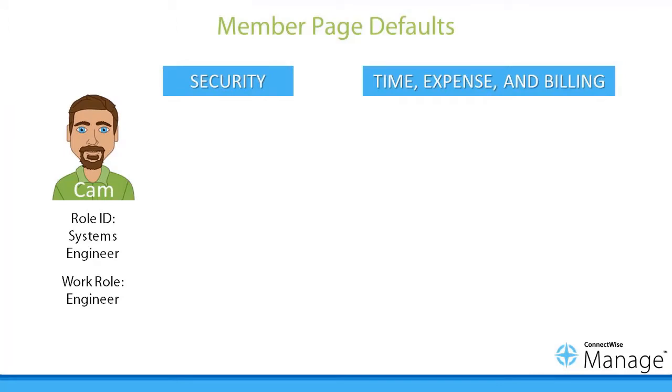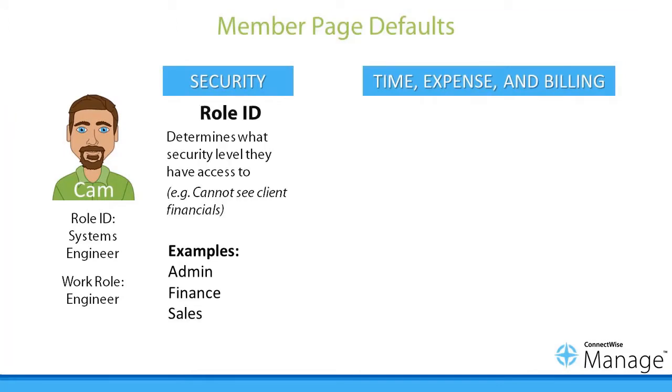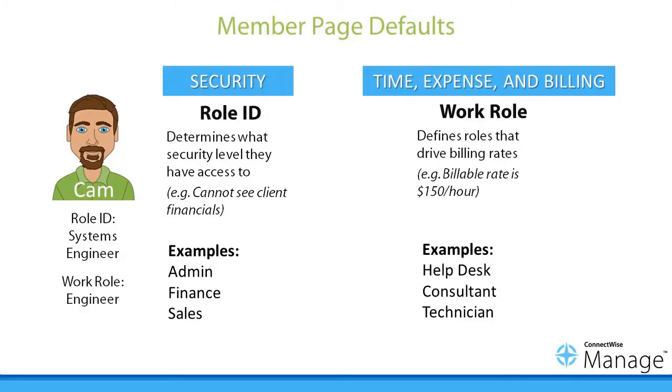Here we see another option to set member access. Cam has the role ID of Systems Engineer, which we just learned defines his security level permissions. Other role IDs you might create include Admin, Finance, and Sales. Another default you will set up is the Work role. Be careful, the Work role, which is tied to billing rates, is different from the role ID, which is tied to security. Work roles define default billing rates. For example, $150 per hour for a senior engineer.